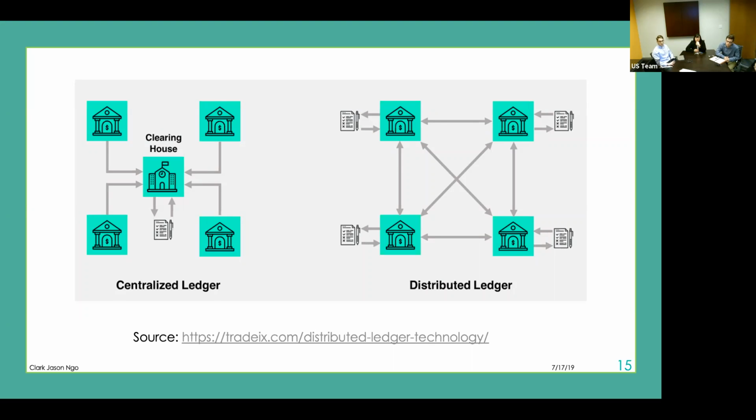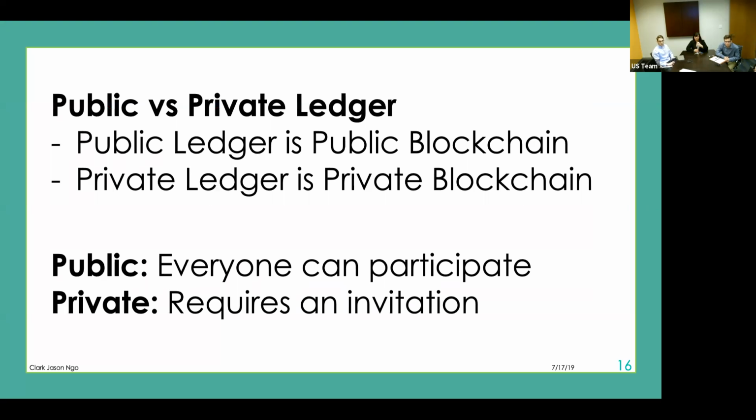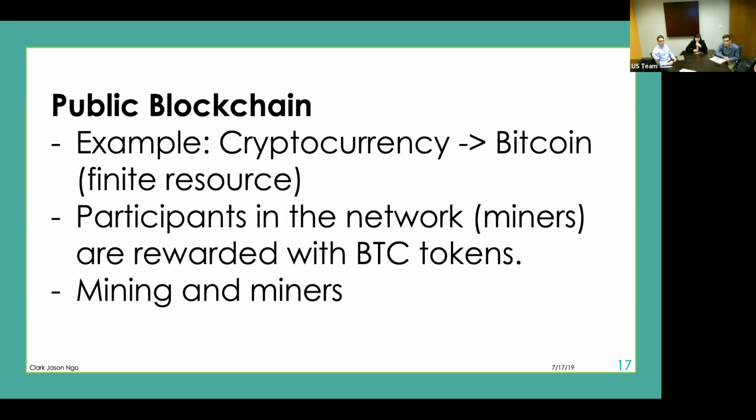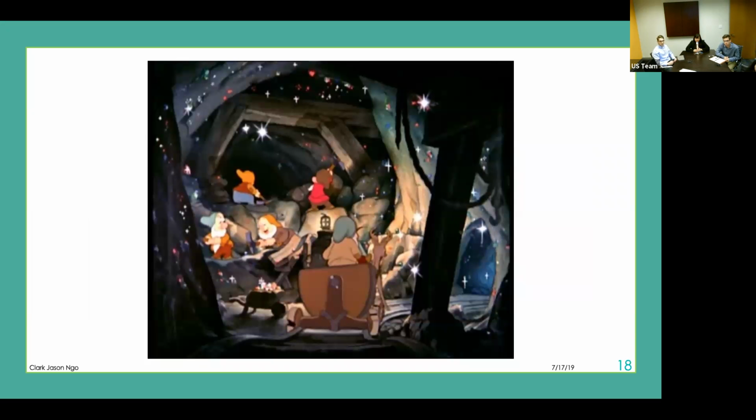Moving on, if it's a public ledger, you would have the public blockchain as well. Private ledger, you would have the private blockchain as well. Everyone can participate in public, and private requires an invitation. And we talked about this, Snow White and the Seven Dwarfs. You need to watch it.